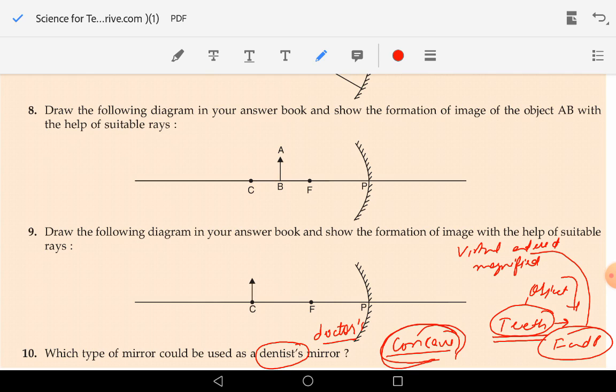Now you may ask why not a convex mirror? So remember that a convex mirror never forms a magnified image, it forms a diminished image. So if the dentist uses a convex mirror rather than a concave mirror, he will not see the magnified view of the teeth, and he will see a very small image, so he will not get to know easily where the problem in the teeth is. Okay, so dentists always make use of a concave mirror, and in that case the teeth, which are the object, are between the pole and the focus of the mirror.